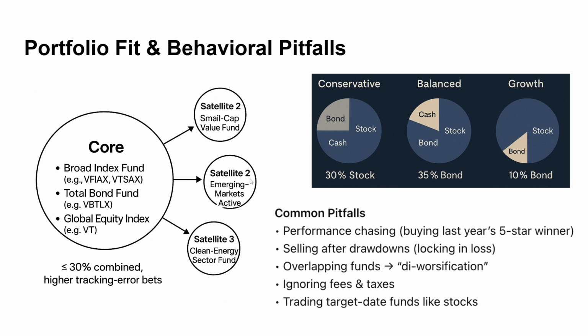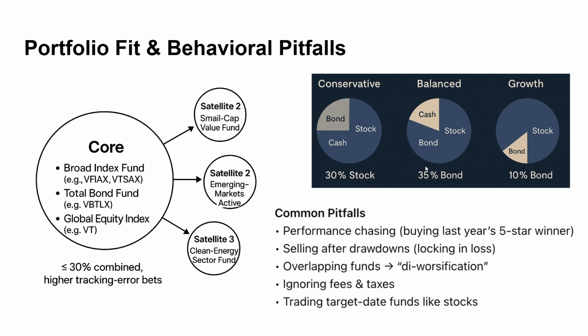And then you have the satellites. So the satellites are where you express tilt and conviction. So maybe a small cap value fund to capture the size value premium, an actively managed emerging market fund where markets are less efficient, or a thematic clean energy fund. This keeps the satellites in aggregate under about 1/3 of the whole pie, so mistakes there can sink the ship.